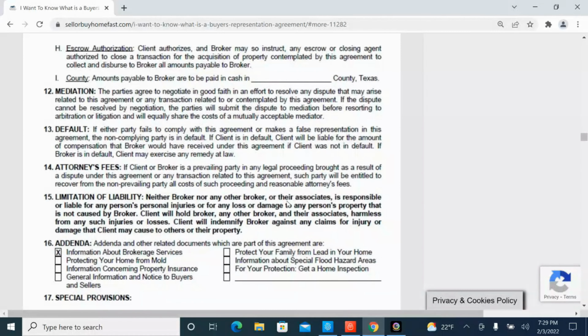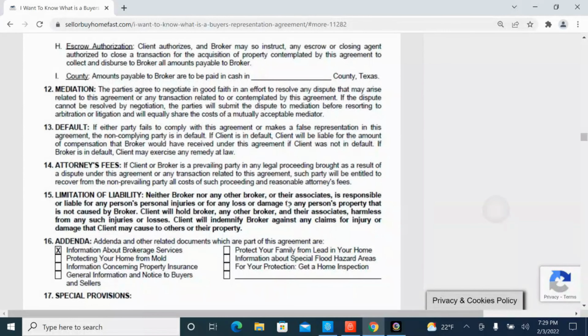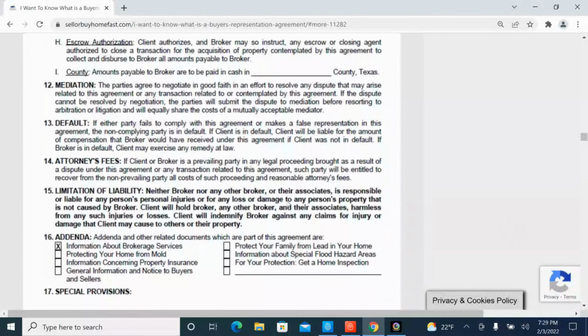County talks about the particular county that the broker will be paid. This county can vary. It could be Dallas County, it could be Tarrant, which is Fort Worth, it could be Collin. So that statement right there will vary.